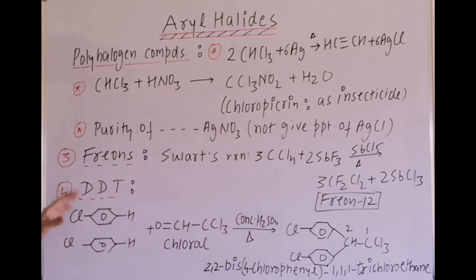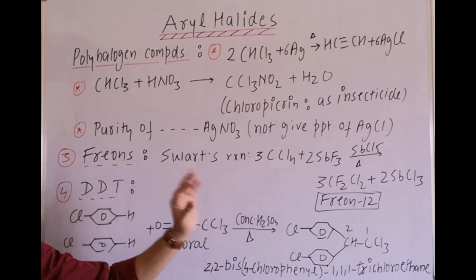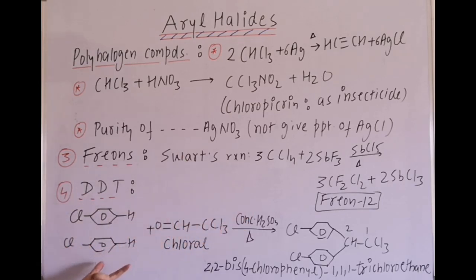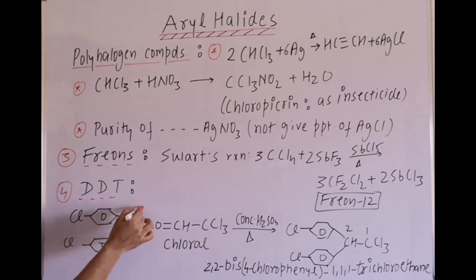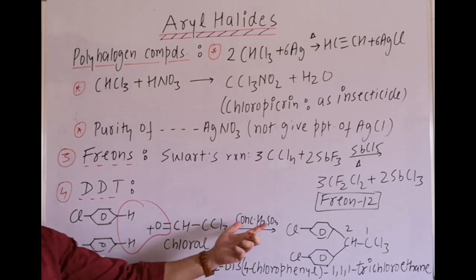Next polyhalogen compound and last, it is DDT, which is a powerful insecticide and it is banned also. Its name is dichlorodiphenyltrichloroethane. Its other points are given in NCERT, some history is given. Read that part. Here I am writing how we can prepare DDT. We can prepare DDT by heating chlorobenzene with chloral in presence of H2SO4, right? This is chloral, CCl3CHO, plus chlorobenzene.